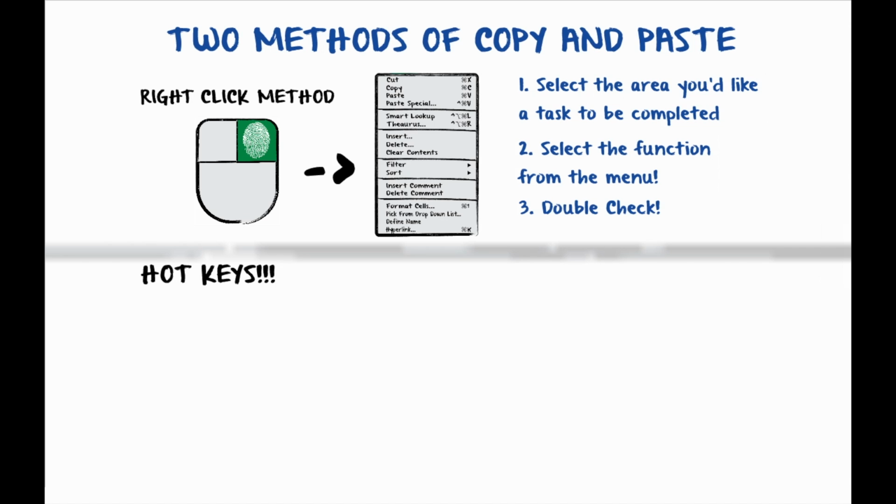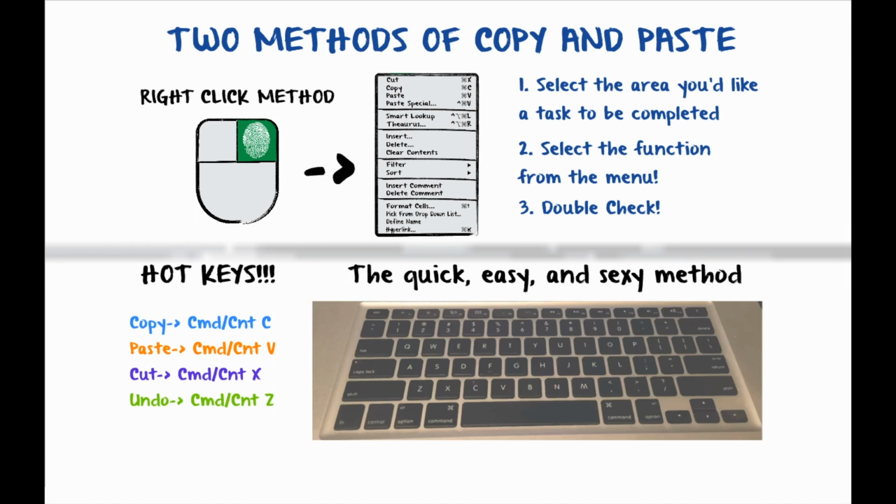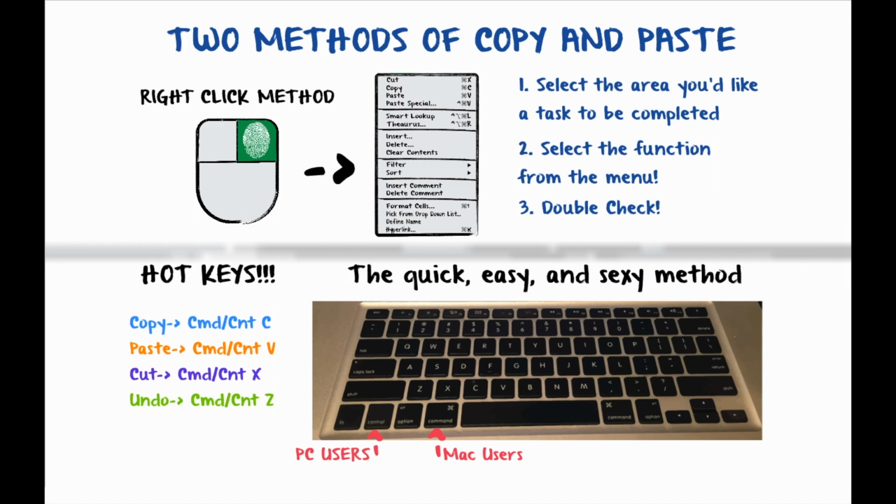Hotkeys are the quick, easy, and sexy method of many functions in Excel. But much like in real life, anything that is quick, easy, and/or sexy can get you in trouble if you're careless. There are 4 hotkeys we are going to focus on today that represent the functions of copy, paste, cut, and undo. Looking at our keyboard, first remember that the command function serves as a hotkey for Mac users, and the control key is the hotkey for PC users. So hold down whichever key it is for you and follow this guide for each function.